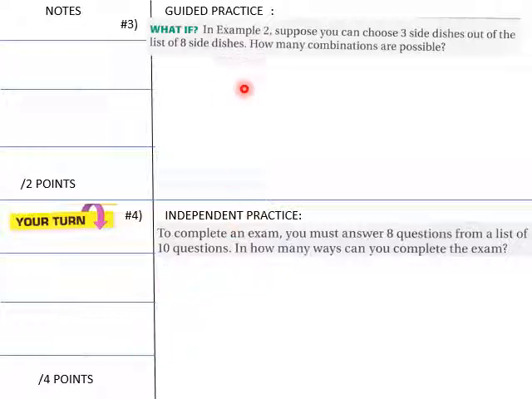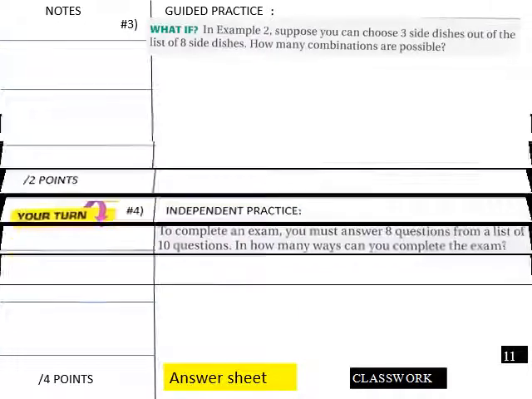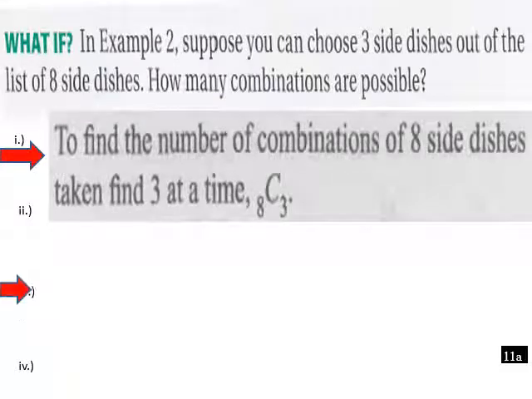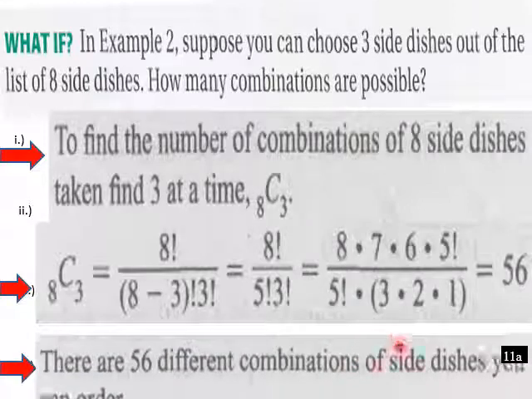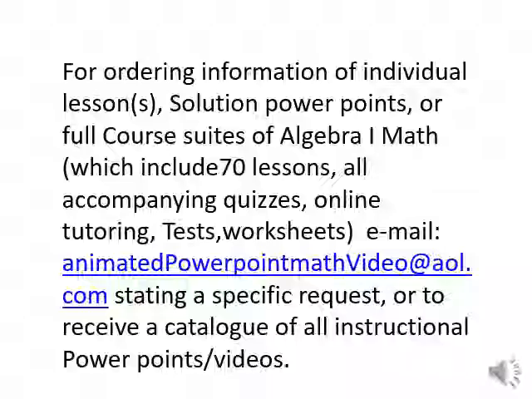Our next guided practice: suppose you can choose 3 side dishes out of 8. How many combinations are possible? Students, this is yours: you must answer 8 questions from a list of 10 questions. How many ways can you complete the exam? So let's do our guided practice here. Find the number of combinations of 8 side dishes taken 3 at a time. 8 choose 3. This will be your expansion here, and then this is what you would have left over, which comes to 56. There are 56 different combinations of side dishes you can order.